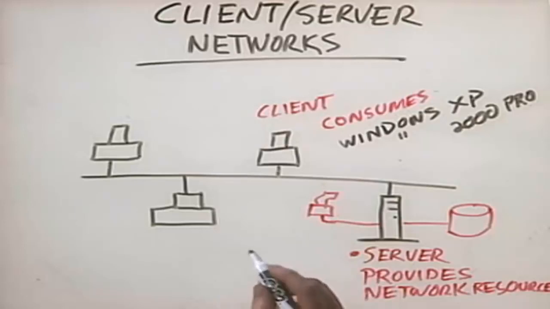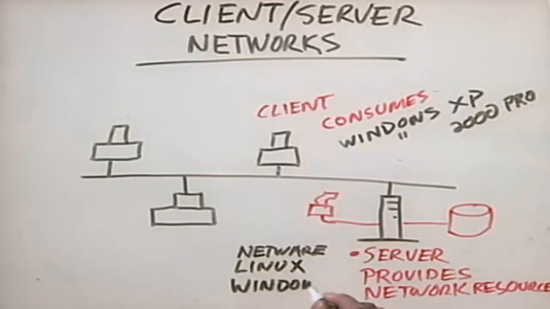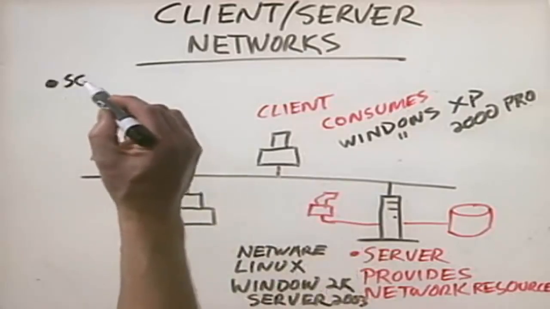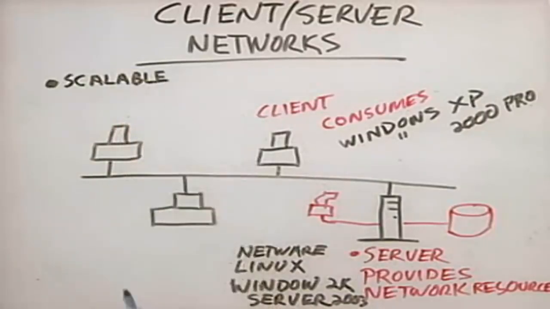For example, server operating systems include NetWare, Linux, Windows 2000, and Server 2003. These operating systems are designed to provide these network resources. Now, the benefits of this type of network is, first of all, that it's very highly scalable. What does that mean? That means it's very easy to expand the size of the network. It's very easy to add more clients. It's very easy to add more servers.